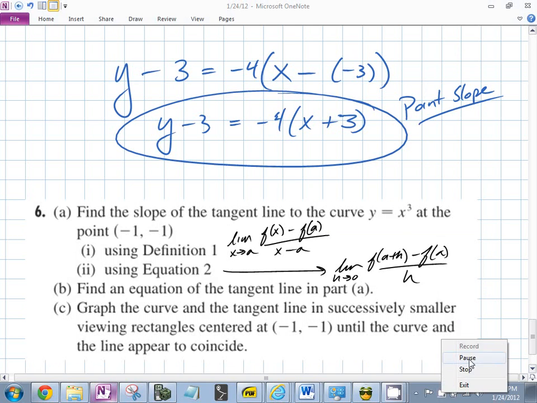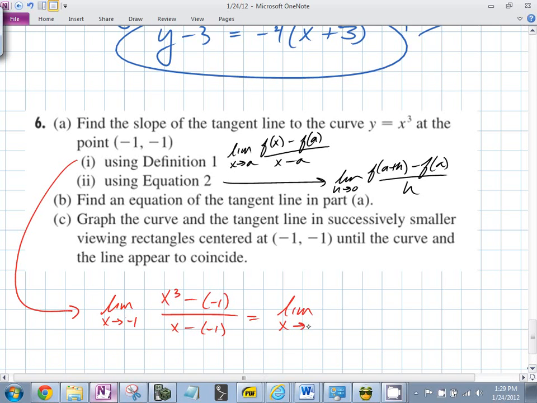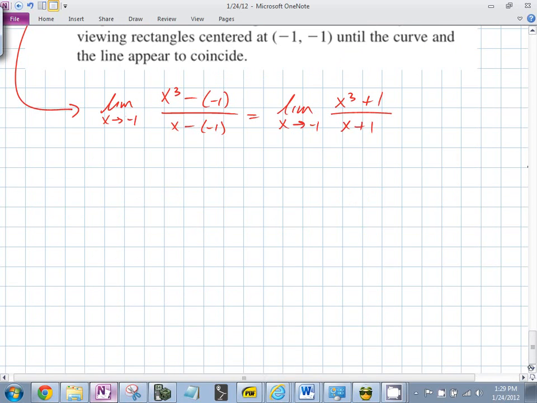Thank you. So if we do this out, the first one here is the limit as x goes to negative 1 of x cubed minus negative 1, all over x minus negative 1. So it's the limit as x goes to negative 1 of x cubed plus 1 over x plus 1. Many of you now remember that you can factor the top. It's x plus 1 times x squared minus x plus 1, over x plus 1.